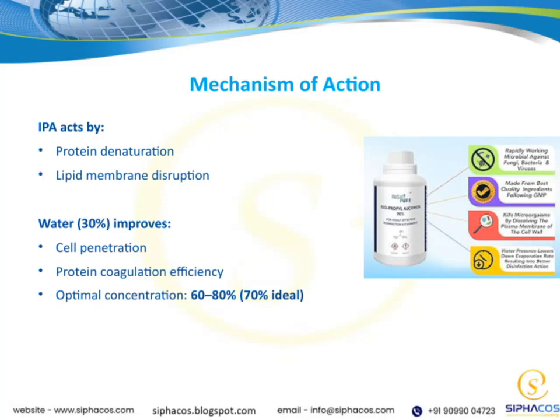So let's talk about how IPA actually works. Essentially, it acts through two main mechanisms. First, it denatures proteins, which means it unfolds and inactivates them, disrupting their normal function. Second, it disrupts the lipid membranes of cells, effectively breaking down the barriers that keep cells intact.